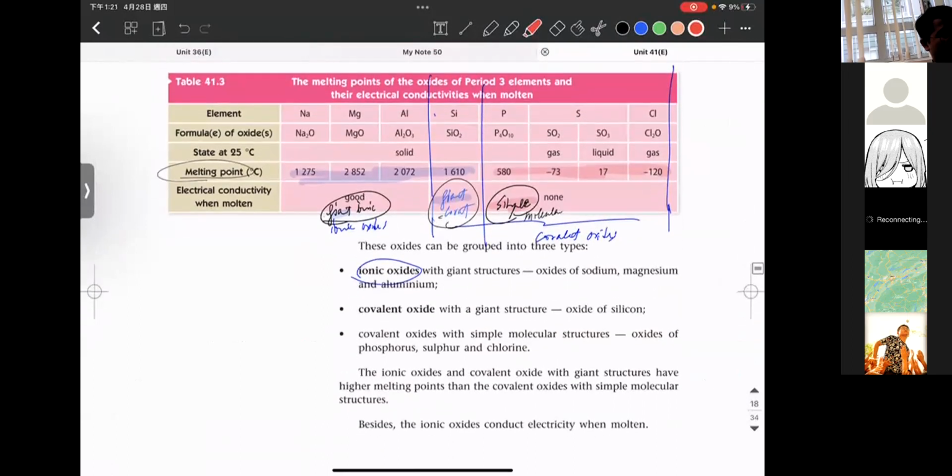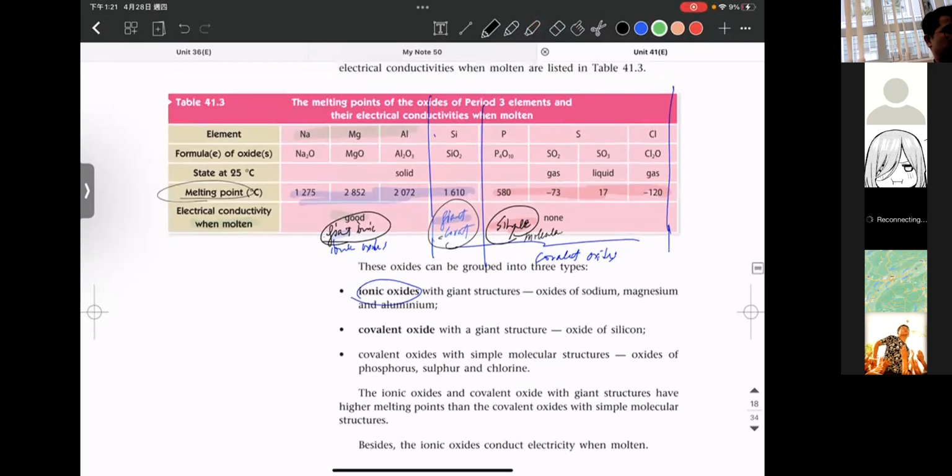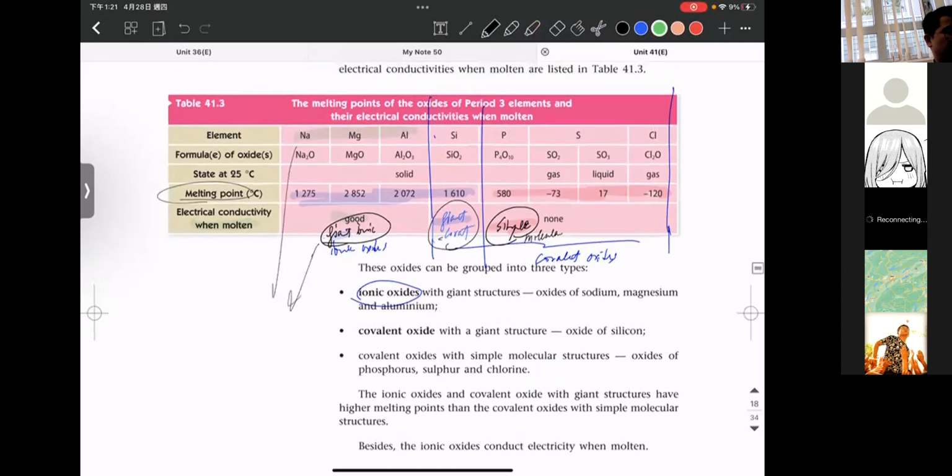Second, conductivity. When molten, these three will have a good electrical conductivity, but none can be found for the other oxides. Why? Do you all still remember how to answer this? Because of what? At high temperature, when molten, the ions will become mobile. All of you mark it down. Ions become mobile.